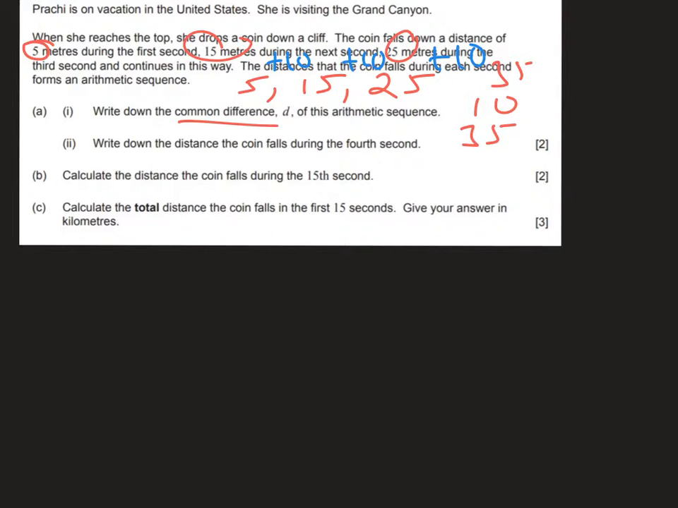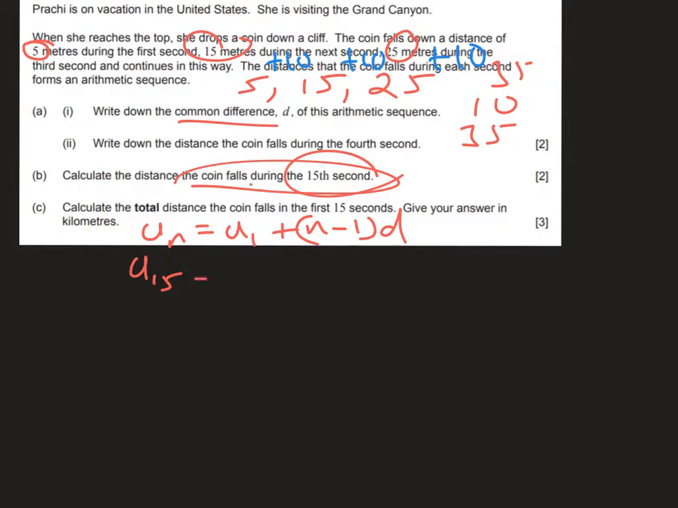Calculate the distance the coin falls during the 15th second. So for this one, if we just remember the general formula for the nth term of an arithmetic sequence, which is in the formula booklet if you can't, but it's un equals u1 plus n minus 1 times d. And then substitute in what you've got. We're trying to find the distance the coin falls during the 15th second, so we don't know what that is, so we'll mark that u15 equals u1, the first term, which is obviously 5, plus n minus 1.